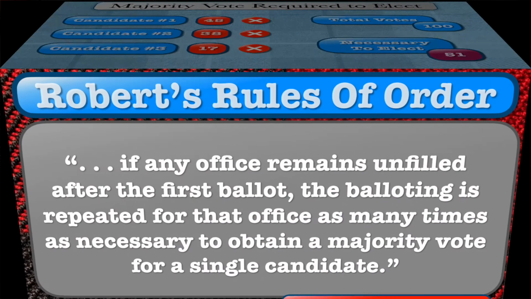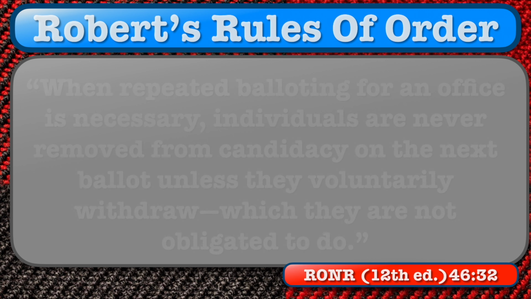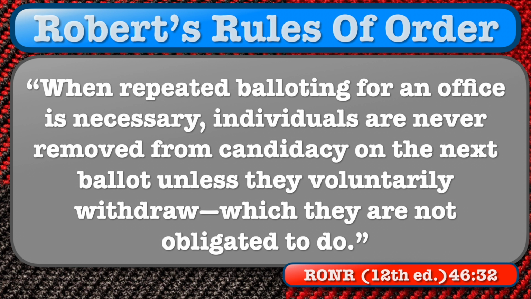Robert's Rules of Order states, if any office remains unfilled after the first ballot, the balloting is repeated for that office as many times as necessary to obtain a majority vote for a single candidate. It goes on to say, when repeated balloting for an office is necessary, individuals are never removed from candidacy on the next ballot unless they voluntarily withdraw, which they are not obligated to do. So all of the candidates remain eligible, and the vote is taken again.